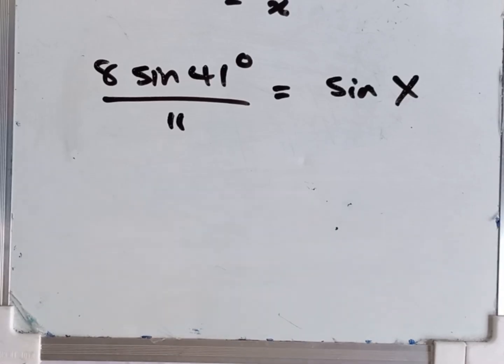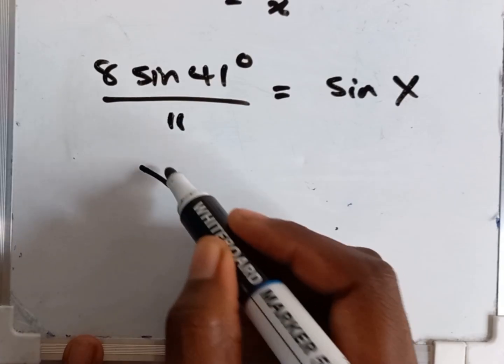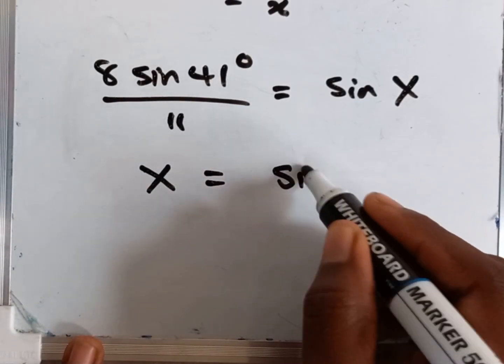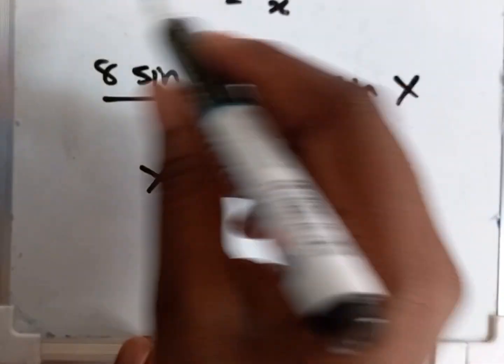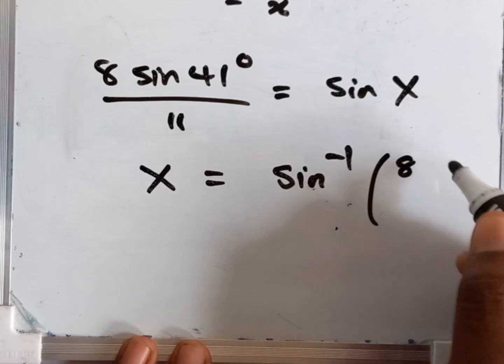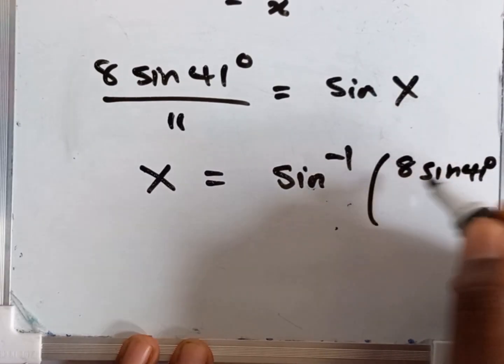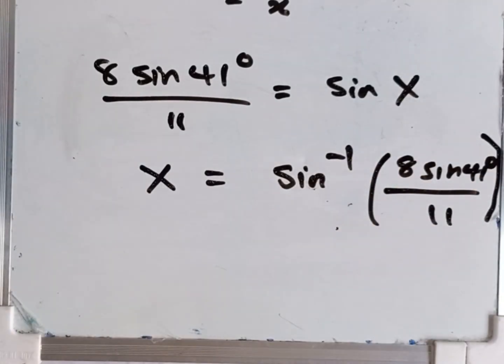So given that 8 sine 41 degrees over 11 is equal to sine x, what do we do to find x, the value of x? We said it earlier on that we introduce the inverse of sine. So let me write our x. x is equal to the inverse of sine of the left hand side. So it becomes 8 sine 41 degrees over 11. You're just going to punch this on your calculator. Inverse sine of 8 sine 41 over 11. Let me punch it on a calculator.